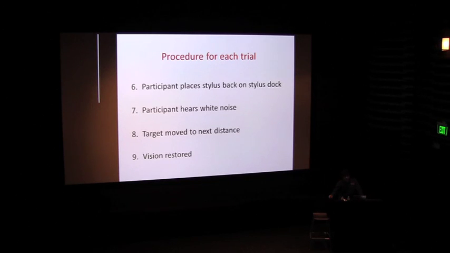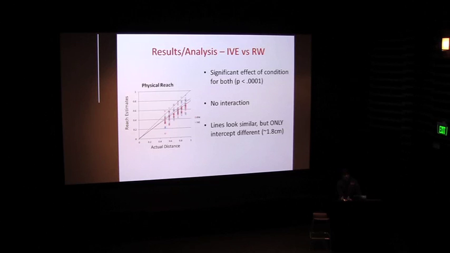Participant hears white noise as the experimenter adjusts the next target distance on the apparatus. While the target is being slid across, there is a screeching noise, and this could provide an auditory cue as to where that next trial distance is going to be. So in order to eliminate that, we had white noise. And the target was moved to the next distance. Vision was restored. So okay, let's get to the cool stuff.